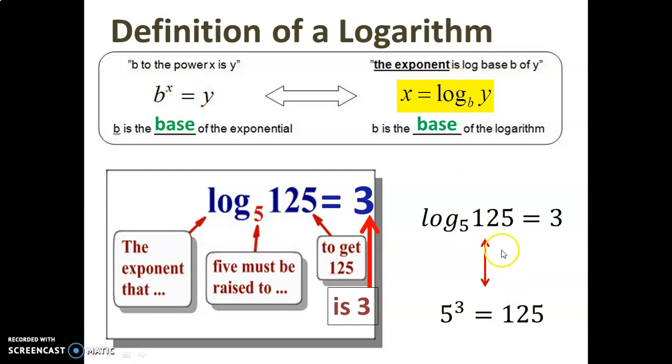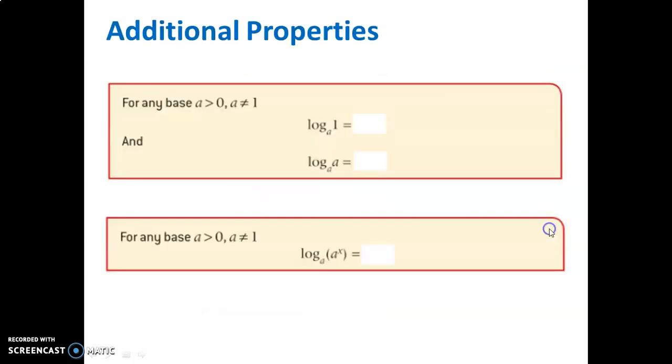The rule basically works like this. If you have a log base 5 of something equals something, change the exponential form: this base of the log becomes the base of the exponent. That number here becomes the exponent, and that is what it's equal to. We know this equation makes sense. Here's what it looks like in log form.